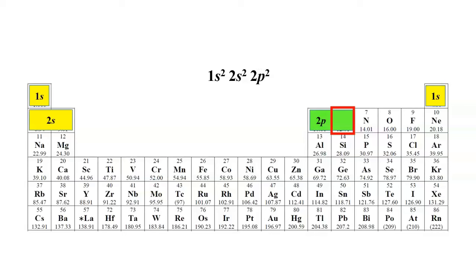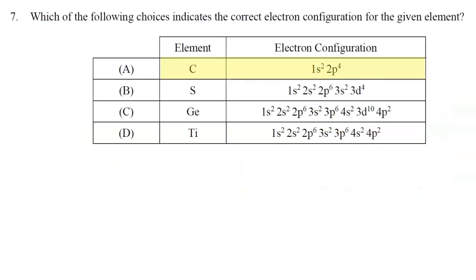So 1s2, 2s2, 2p2. That's not what we see for choice A. It says 1s2, 2p4. So that's incorrect, so we can eliminate choice A. Moving on to choice B, we have the element sulfur. Now, we've already seen the correct electron configuration for sulfur from an earlier question. That was question 4 from this practice test.